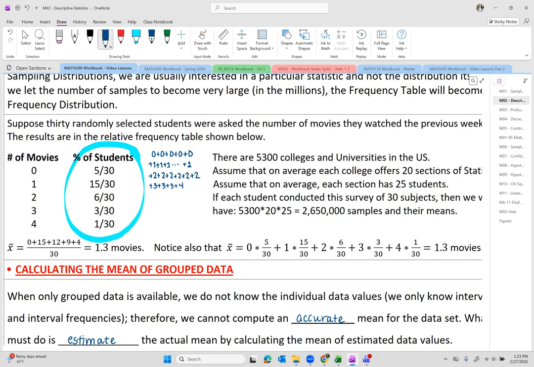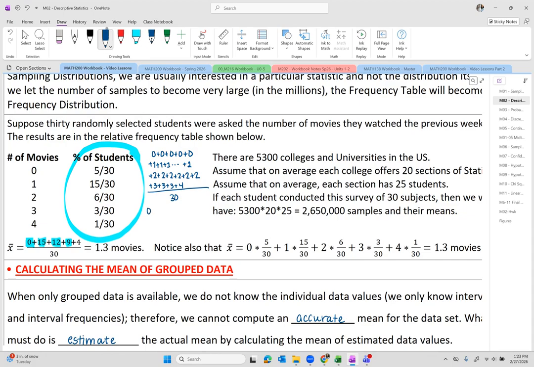So the way to find the mean would be to add all of those and divide by 30. And that is 0 times 5. That will give us this first 0. 1 times 15, which is this 15. 2 times 6, that's the 12. 3 times 3, that's the 9. And 4 times 1.